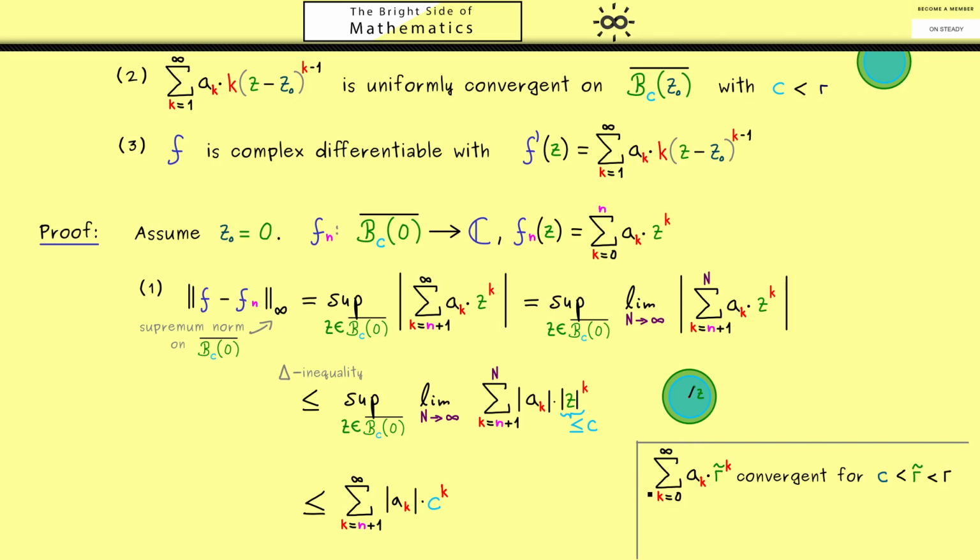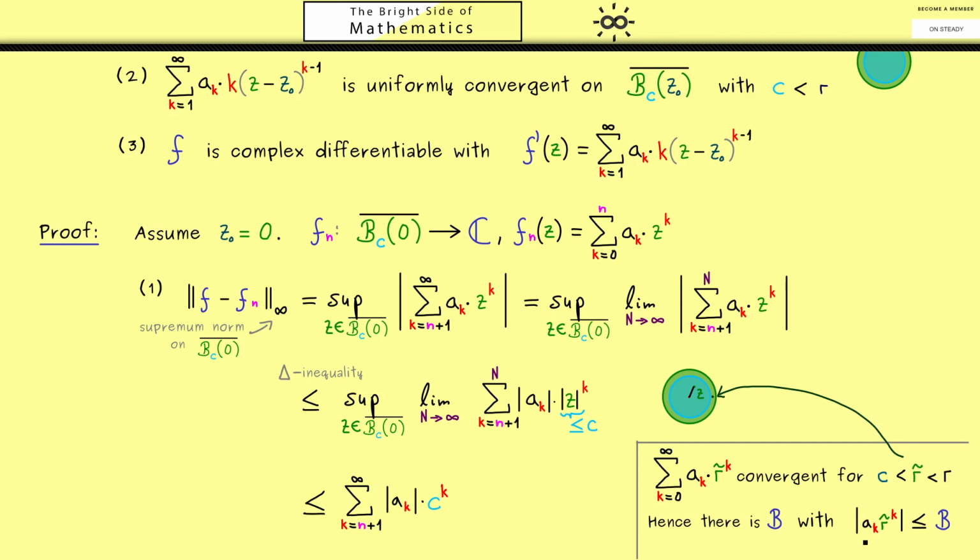By assumption we know that this power series is convergent because the real number r tilde here lies in the region of convergence. So the point here is we can choose a number that lies between c and r. What we know is this series is convergent, hence the sequence inside has to be bounded. Hence we find a bound we can call b such that the absolute value of ak r tilde to the power k is bounded by b.